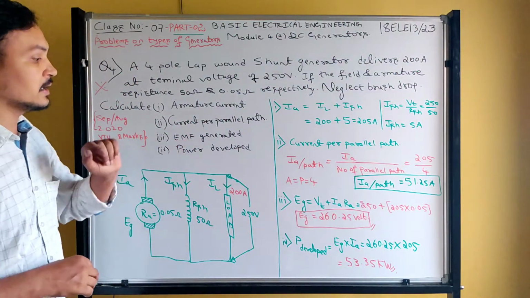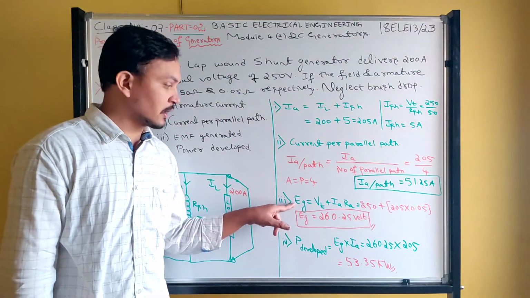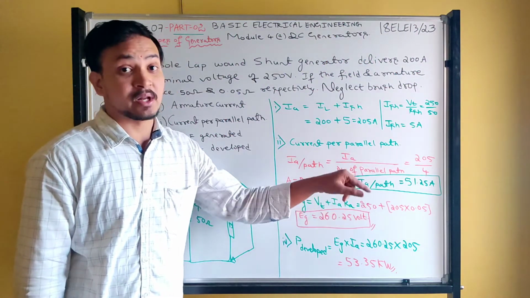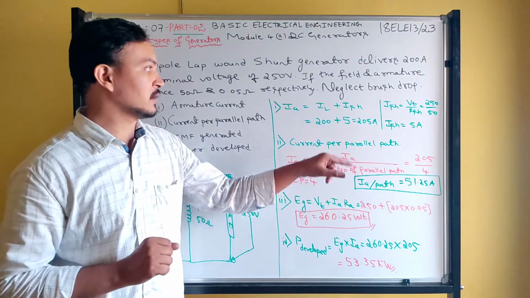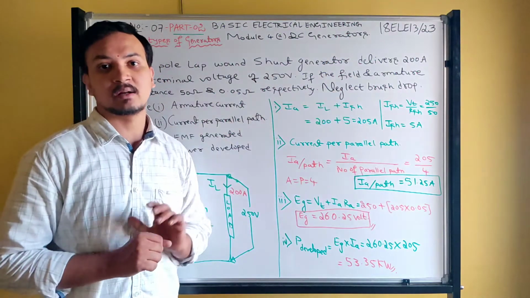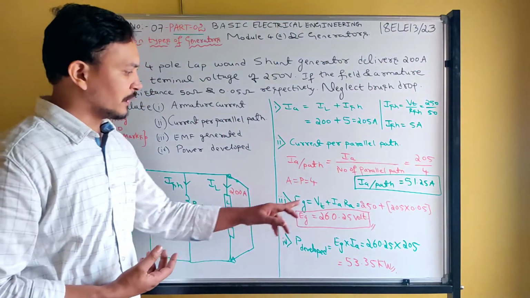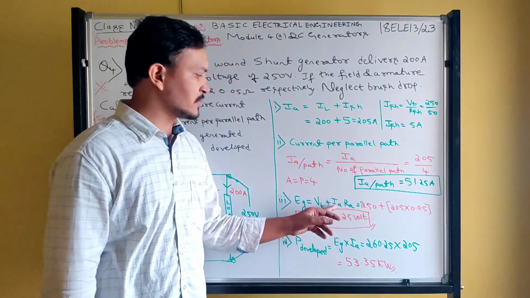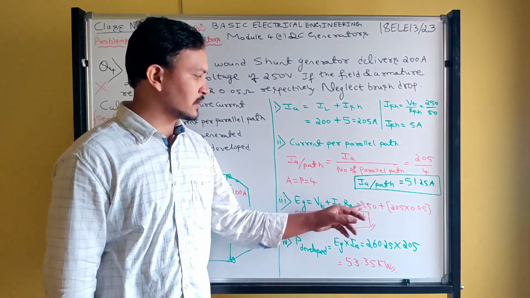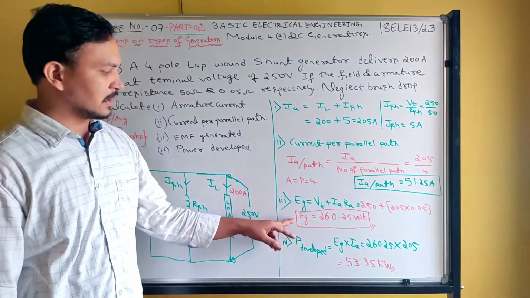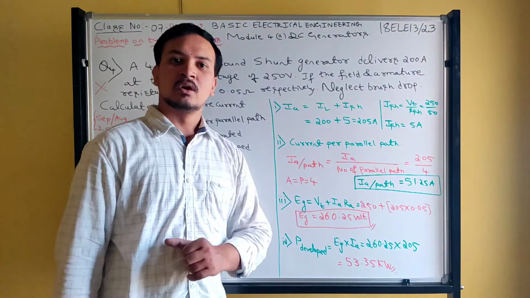Next, EMF generated. What is EMF generated in shunt generator? E is equal to Vt plus IaRa plus V brush drop. But you should not take that, because they have given neglect brush drop. So don't take that. So substitute all the values. What is Vt? 250 plus. What is armature current? 205 into what is armature resistance? 0.05. So just simplify everything. You will get Eg 260.25 volts.